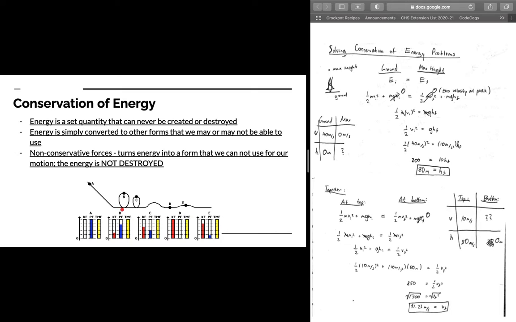And so as we go throughout the track, based on the height of our object, the potential and kinetic energies will change throughout, while the total mechanical energy remains the same. So for example, at point E, we'll have a little bit of an increase in potential energy because we're going up a slight hill right here.